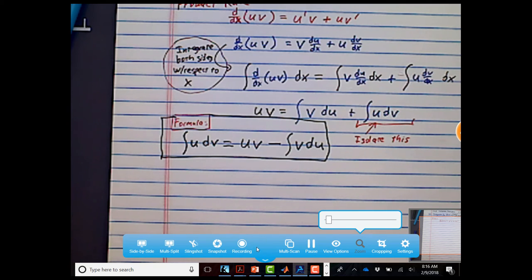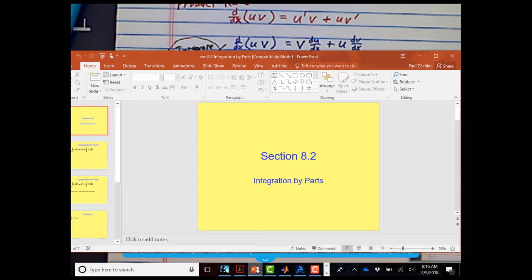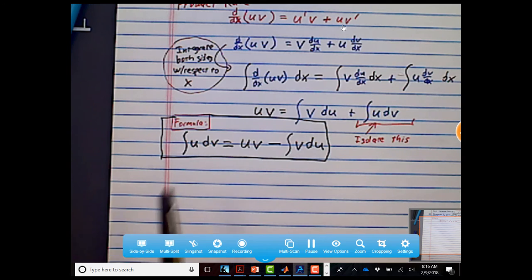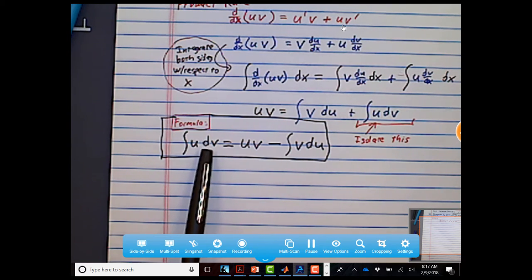Okay? So let me show you an example or two. There's my formula. Oh, yeah, the hard part. Which function is which? See, the way that the formula works, one of the functions you're going to label as u. You guys are used to doing that. U is a function of x. But another function you're going to label as dv. And that's kind of interesting. And then you're going to have to figure out which one to do. And sometimes if you do it the wrong way, it doesn't work. So I need to show you an example so you can see what we're talking about here.